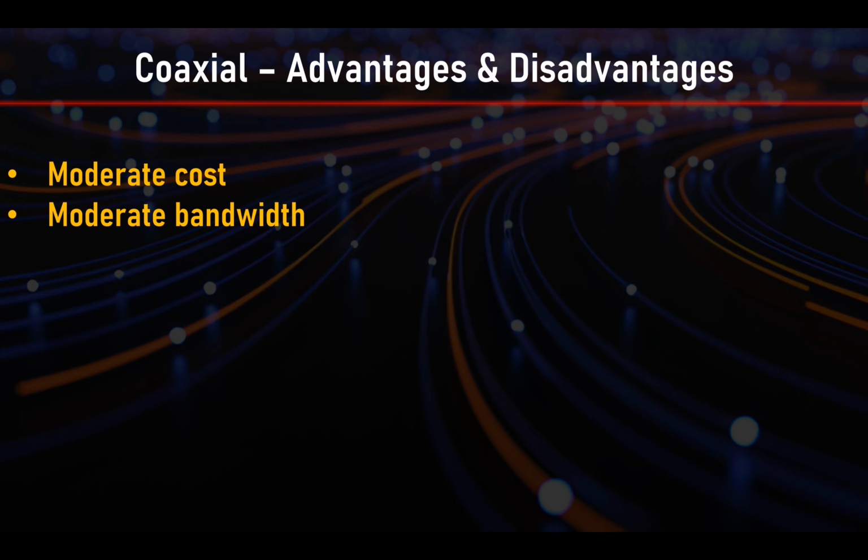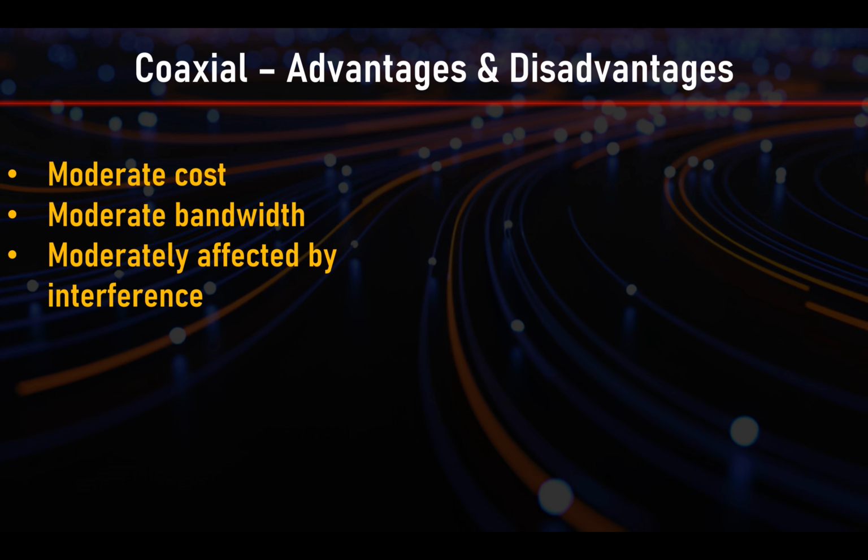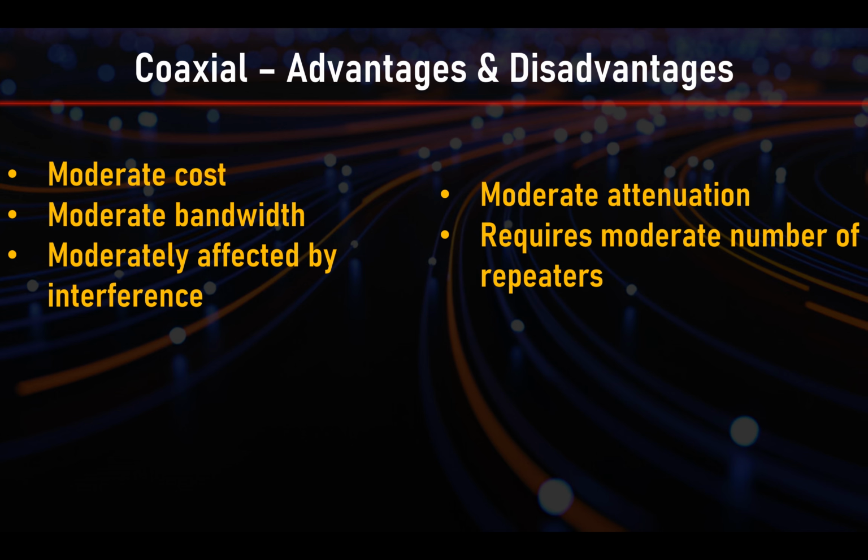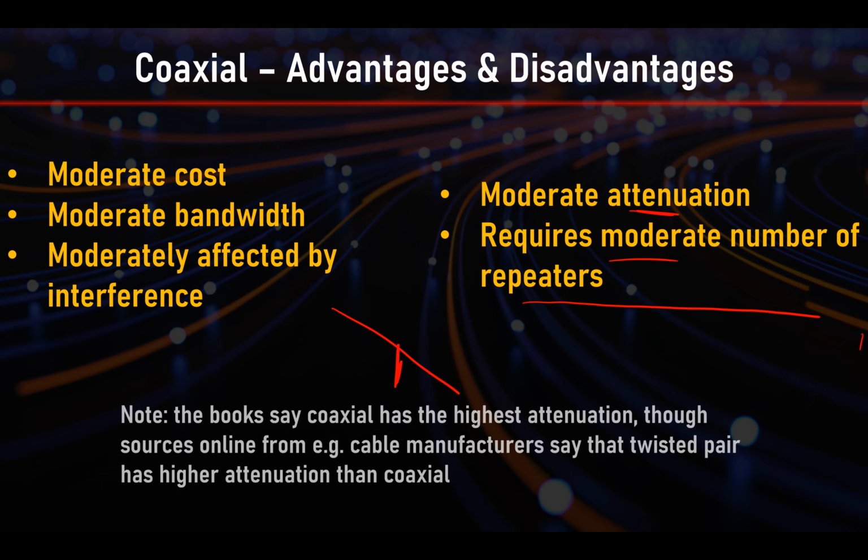So coaxial: moderate cost, moderate bandwidth, moderately affected by interference. Moderate attenuation, and I guess a moderate number of repeaters. And if you think, the number of repeaters is related to the attenuation. So if the signal strength decreases quickly, then you're going to need more repeaters. If the signal strength decreases slowly, then of course you're going to need fewer repeaters.